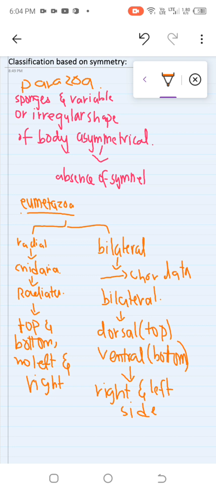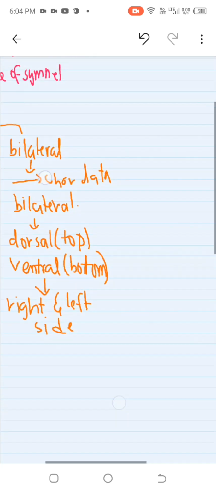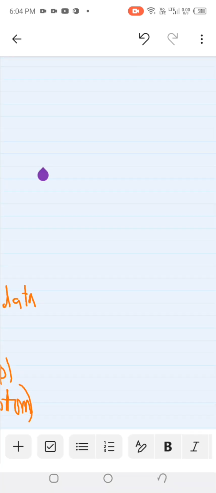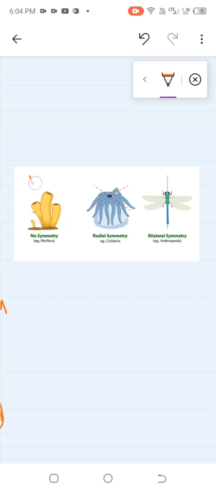Now I'm going to share the picture of these three with you. Here you can see this picture. The first one is asymmetrical, like Porifera, which are sponges. Those are asymmetrical because they do not have any symmetry. And these are radially symmetrical, which means they can be divided but they do not have a left side and right side. This includes phylum Cnidaria.